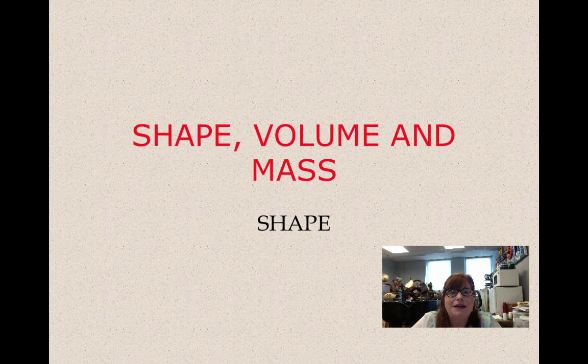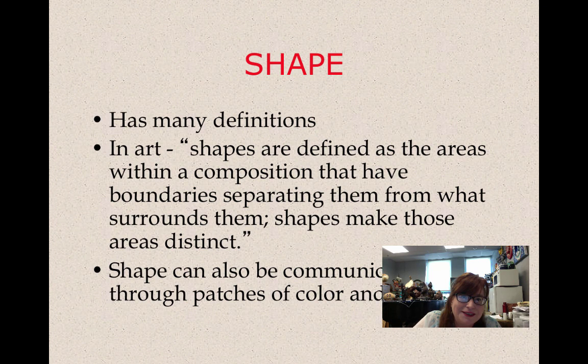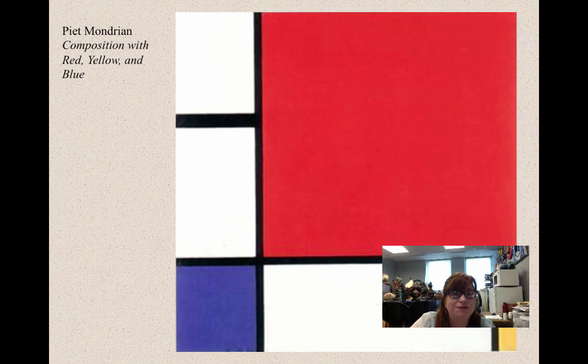So now let's talk about shape, volume, and mass. Again, shapes, stuff that we learned in elementary school, but we're going to go into it a little bit more. So shape has many definitions. In art, shapes are defined as the areas within a composition that have boundaries separating them from what surrounds them. Shapes make those areas distinct. And shape can also be communicated through patches of color and texture.